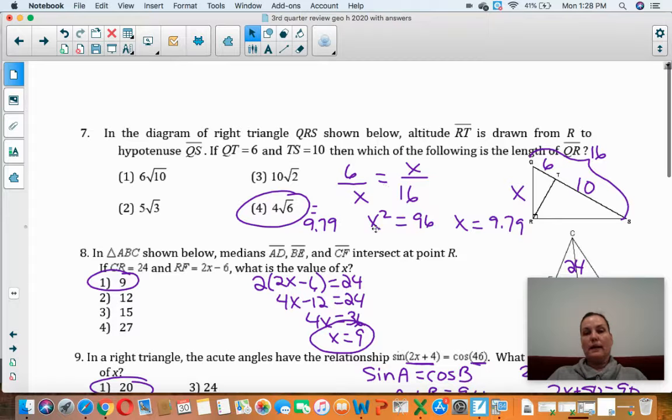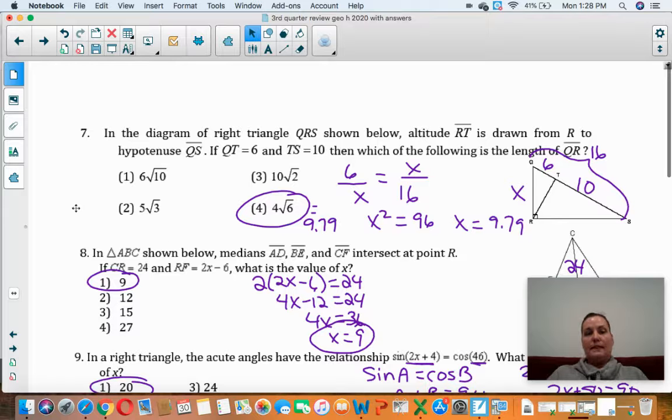I cross multiply and I get x squared equals 96. And then I'm just taking the square root of 96. Now I did this one by putting it into my calculator, and it gives me 9.79. And then I just took each of these choices and did them in my calculator, and choice 4 was also 9.79.